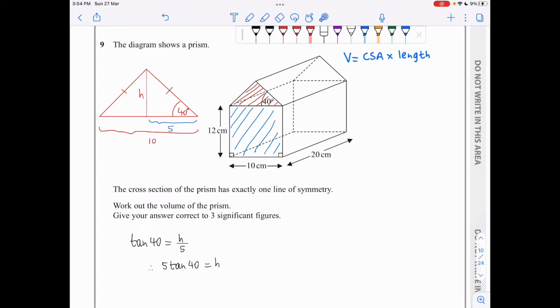So if I revisit the formula here, the cross-sectional area is the area of the rectangle, which is 12 times 10, plus the area of the triangle, which is a base of 10, times a height of 5 tan 40, over 2, and all of it times the length of the prism, which is 20 centimeters. Now I can plug everything as it stands on the calculator, and I get an answer of 2,820 cubic centimeters.